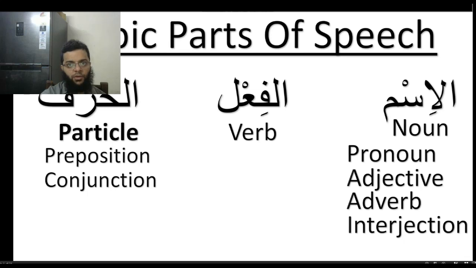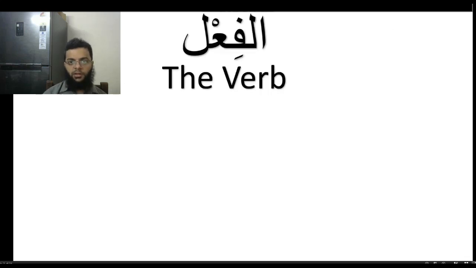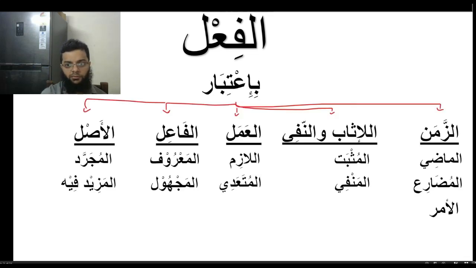So in this video we will try to discuss transitive and intransitive verbs in Arabic. As you might already know, verbs in Arabic are divided into different categories according to their function. For example, with regards to time, the verb is divided into mazi, mudari, amr. With regards to affirmation and negation, musbat and manfi. With regards to their function, lazim, muttadi, ma'ruf, majhul, and with regards to their base, mujarrad and mazid fihi. So you get the point.